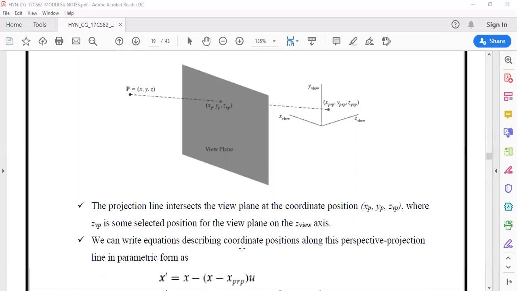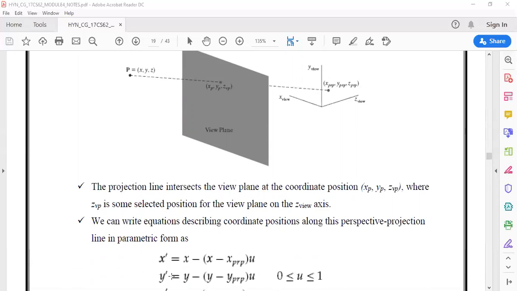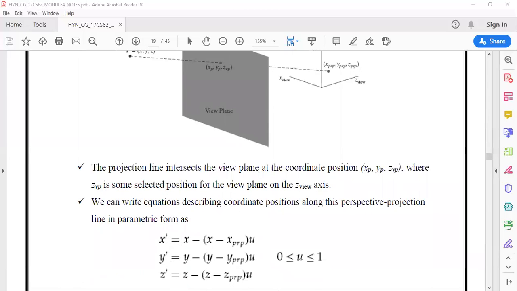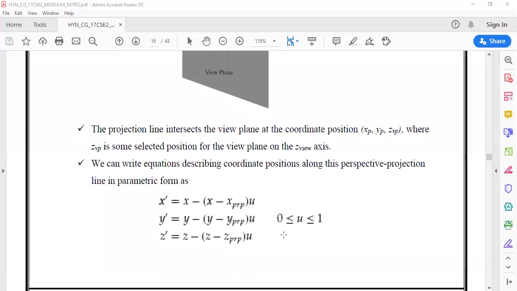And we have a few equations which are written. We can write the equations for the perspective projection in parametric form, right? So we write x dash. X dash is nothing but the new point which is formed on my view plane. X dash is equal to x minus (x minus xprp) into u, right? So y dash is equal to y minus (y minus yprp) into u. Z dash is equal to z minus (z minus zprp) into u, for 0 is less than or equal to u is less than or equal to 1.